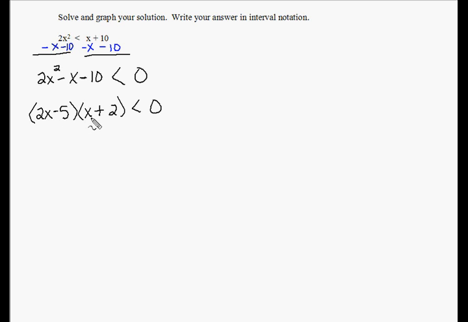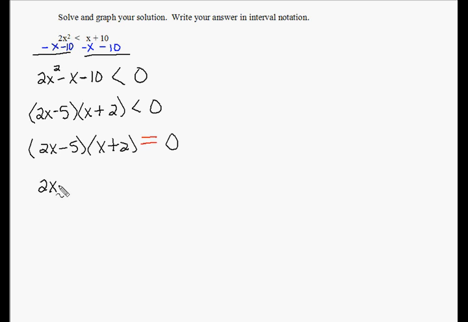But now I don't know if both of these are greater or less than 0, both being negative, or if one is negative and one is positive, and if so, which one is negative and which one is positive. So I'll tell you what we're going to do. We'll take this 2x minus 5 times this x plus 2, and instead of saying that it's less than 0, for right now we'll say that it is equal to 0. So we can find some good endpoints, some places to test numbers to see what's happening.